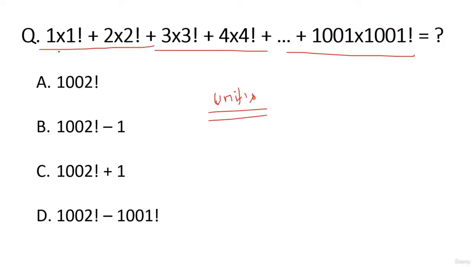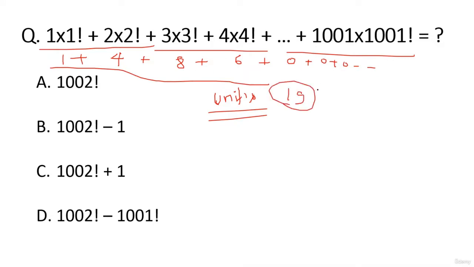1 into 1 factorial ends with a 1. 2 into 2 factorial ends with a 4. 3 into 3 factorial: 3 factorial is 6, 3 into 6 is 18, ends with an 8. 4 into 4 factorial: 4 factorial is 24, 4 into 24 is 96, ends with a 6. So 8 plus 6 plus 4 plus 1. After 5 into 5 factorial, all the numbers end with a 0, so the units place can be found easily by adding these. 1 plus 4 is 5, plus 8 is 13, plus 6 is 19. So the units place of the answer is 9.